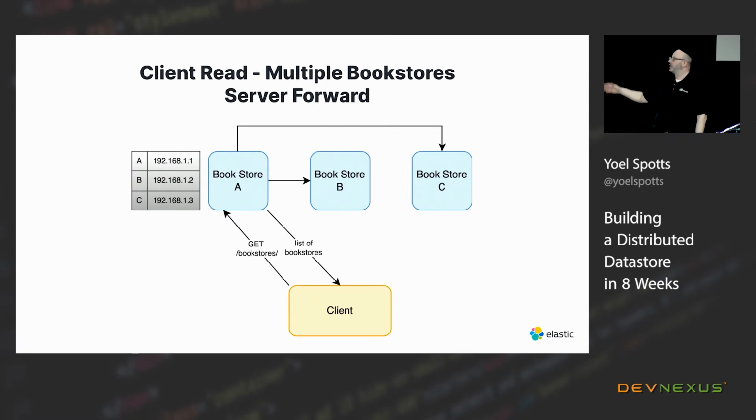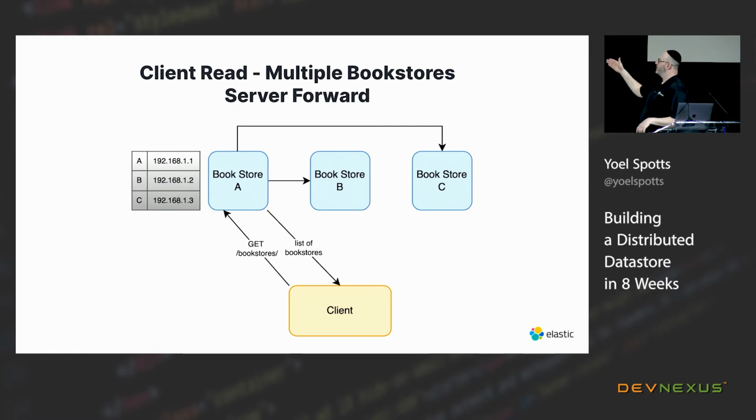So in this case, the client will go to any of the bookstores. It'll say, give me a list of all the bookstores. And bookstore A then has to go to all the other bookstores to get information, and it's got a list of all the other bookstores from the registration process with the hub. It can then collate all the information and return that to the client. So in this case, we're taking the burden off of the client and putting it on the server.